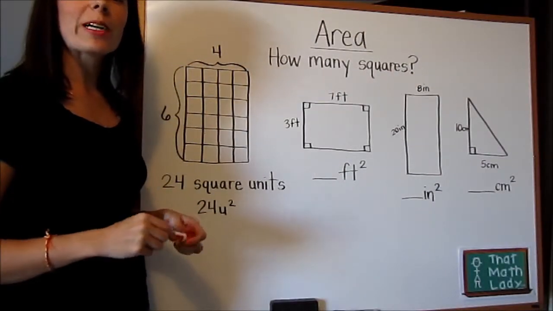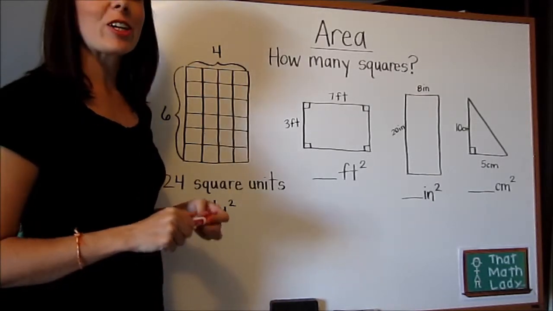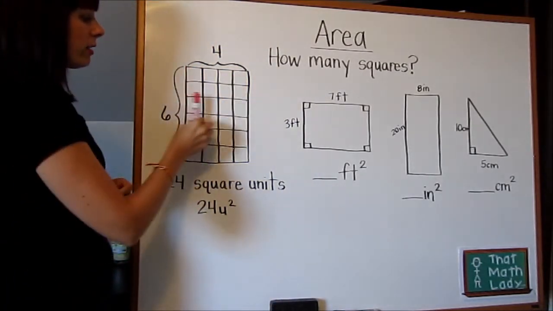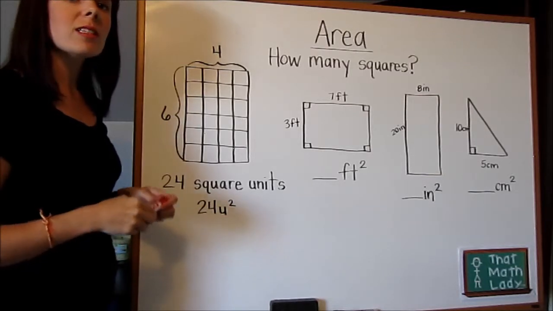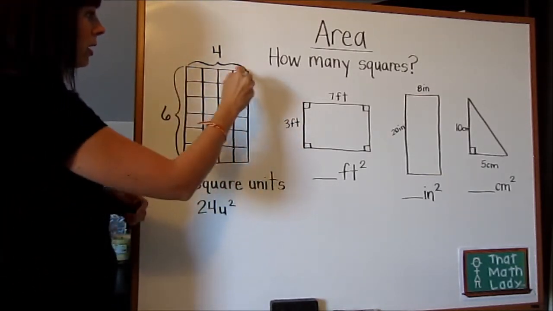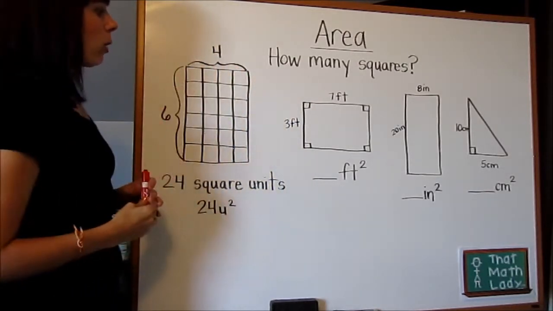In this lesson, we're going to find the area of rectangular and triangular areas. The area is the space inside of a shape, and we count area by the number of squares that can fit inside of that shape. Right here we have a rectangle, and it is 6 units long and 4 units wide.